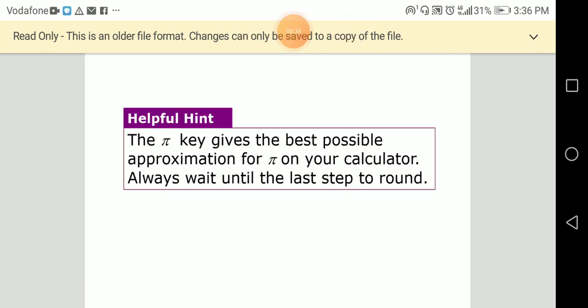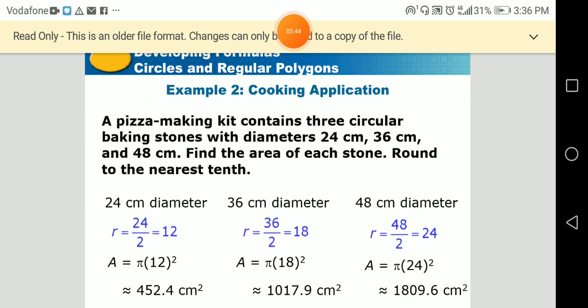Okay guys, we have here a helpful hint. Remember, do the approximation or the rounding until the last step. Make it the last step, okay? Remember that. Okay, we have here another kind of question.